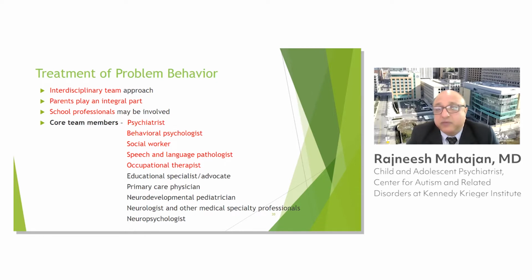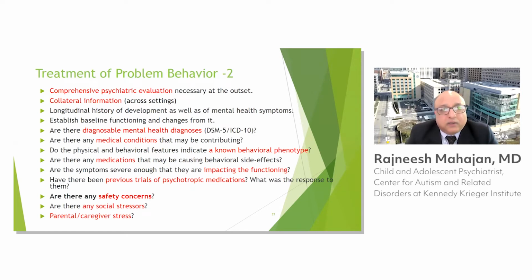Sometimes school professionals may be involved. And generally there are core team members, for example, a psychiatrist, a behavioral psychologist, a social worker, speech and language pathologist, occupational therapist, and then other professionals who may be involved depending upon the needs of the child. A comprehensive psychiatric evaluation is necessary at the outset, and similar evaluations may be done by various professionals involved.